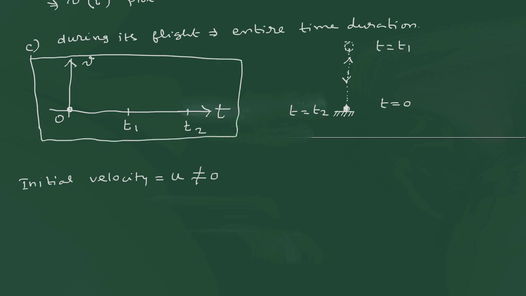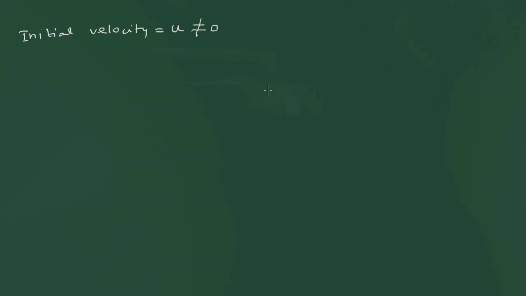Now in order to draw the graph, actually you have to use some of the equations that you have. The first equation is that you can use v equal to u plus at. This equation you can use. You can use the distance equation, s equal to ut plus half at square, or you can use another equation, v square minus u square equal to 2a into distance traveled.